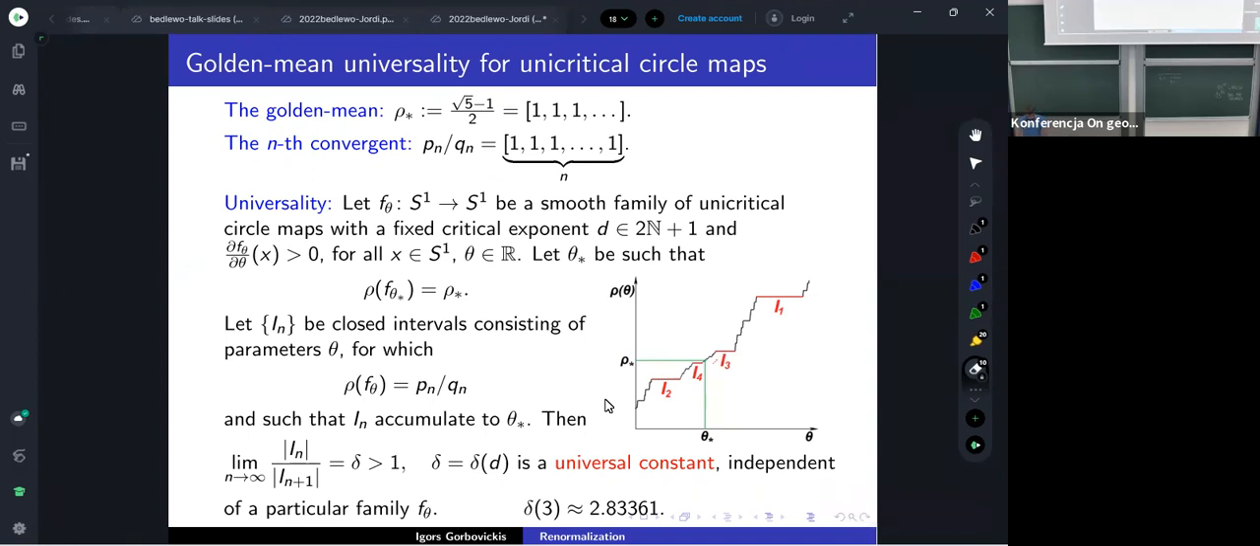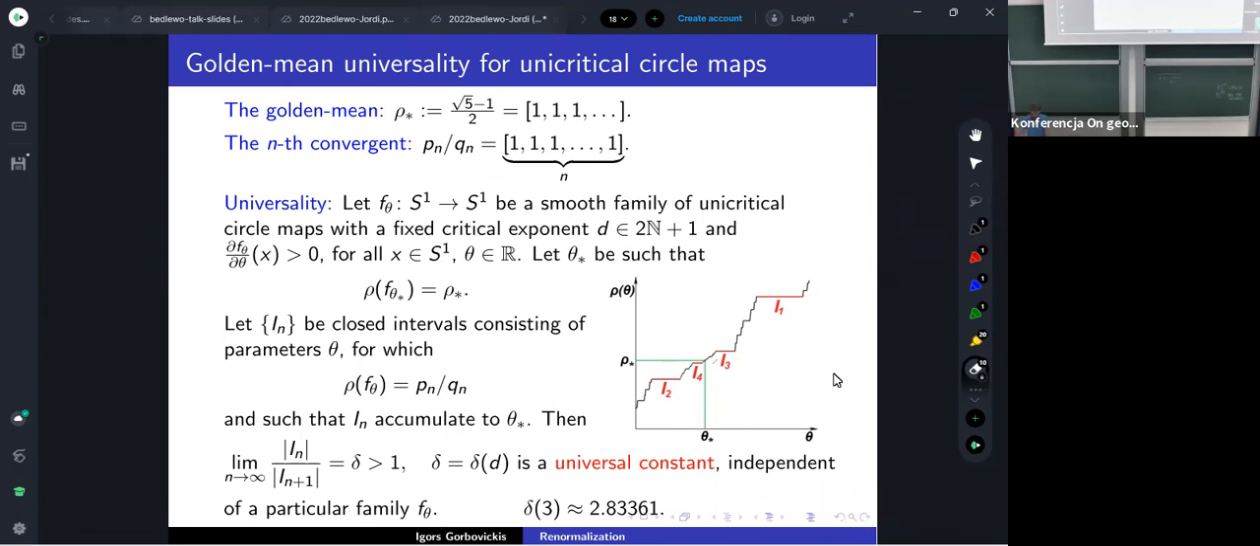And we consider the nth convergent, Pn over Qn, and the corresponding plateaus, so the intervals on which these rational rotation numbers are obtained. We denote them by In. As n goes towards infinity, these intervals accumulate to the parameter theta star, and they jump from different sides. Here is I1, here's I2, then I3 on the other side, and I4 on the opposite side, and so on. They accumulate to theta star.